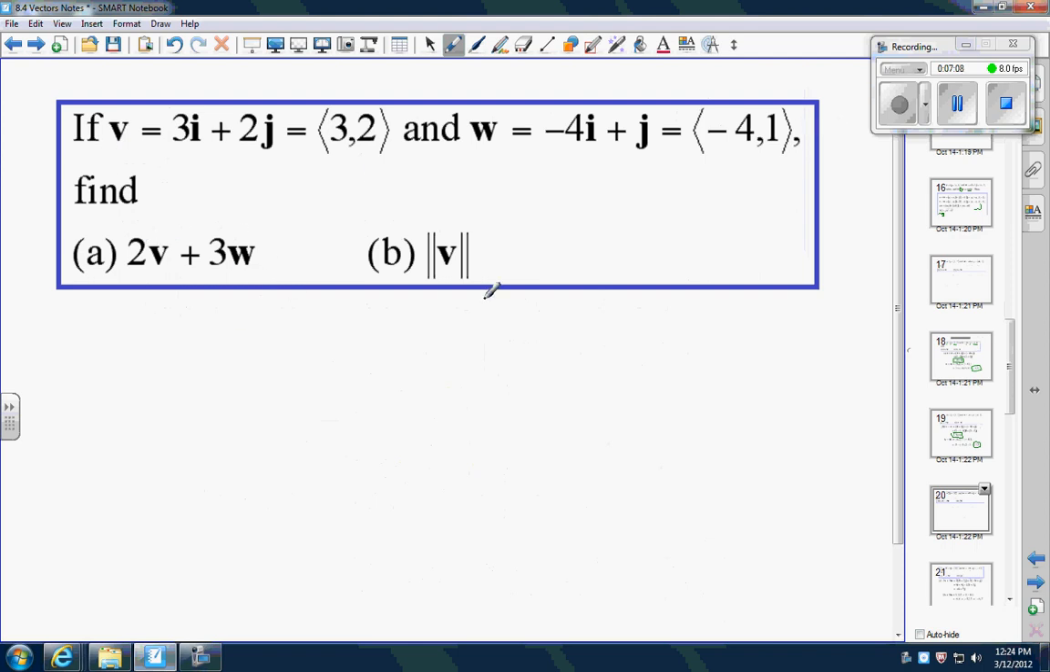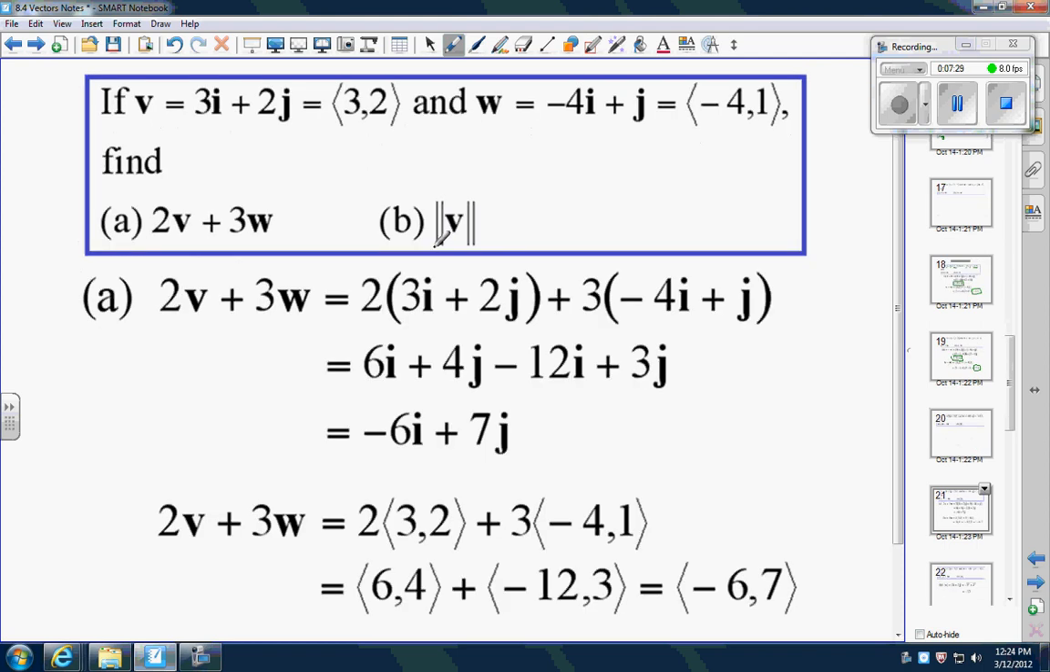Here's where we do the scalar thing, and here's where we do the magnitude. So 2v plus 3w. See if you guys can multiply 2 through this, 3 through this, and add them together, and also the magnitude. Okay, so if you want to pause that and try and scribble those down, I'll show you guys the answers here.